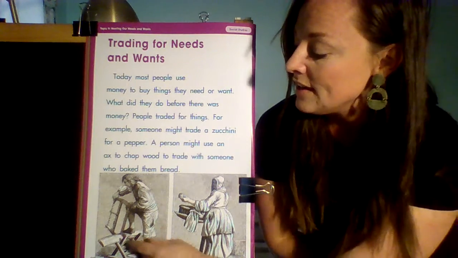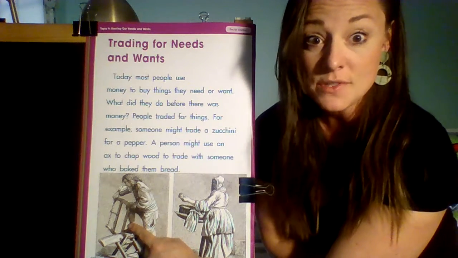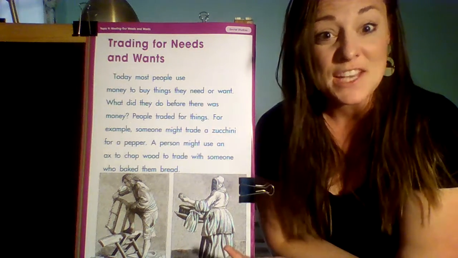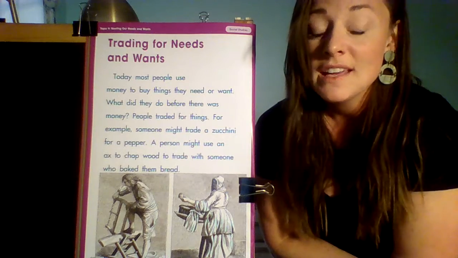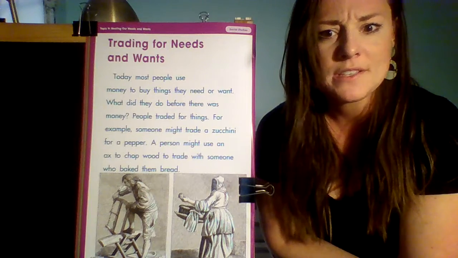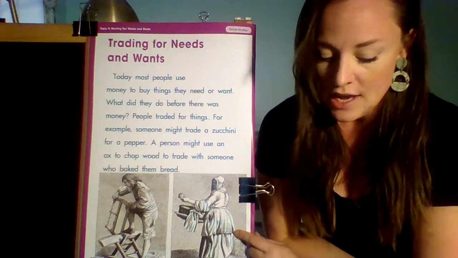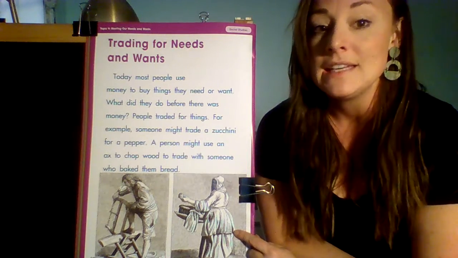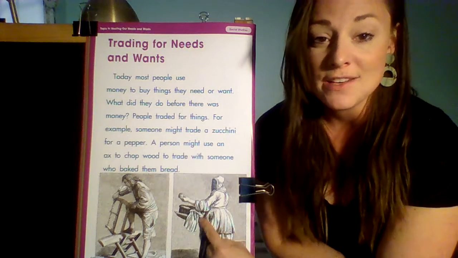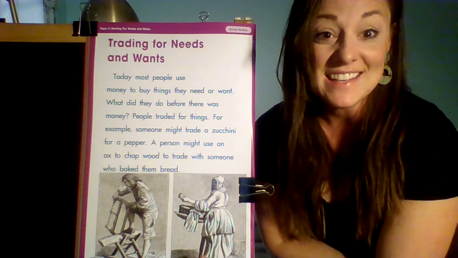So I'm thinking that if he's cutting wood, that wood might be to make something like a house or a desk or table. And those might be things that you really, really need. Or it might be something like a toy, which maybe would be just something that you want. And then I want to wonder the same thing about this woman here. Does she have something that another person might need or something that another person might want? She's got bread that she's baked. Bread is food. So that's probably something that somebody might need.